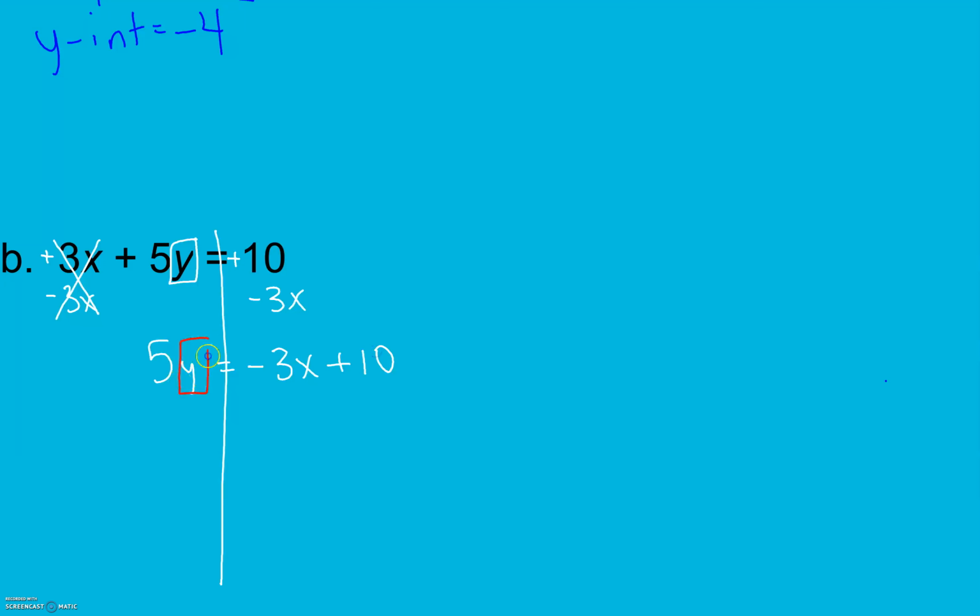Now I'm still trying to get my y by itself, so I'm going to divide by 5 on all the pieces. It's being multiplied, and we get rid of multiplication with division. So y equals -3 over 5 times x plus 2. Again, y equals mx plus b. So my coefficient, or the number in front of my x, is my slope, -3/5. The number afterwards, my constant term, the one without a variable, is my y-intercept.